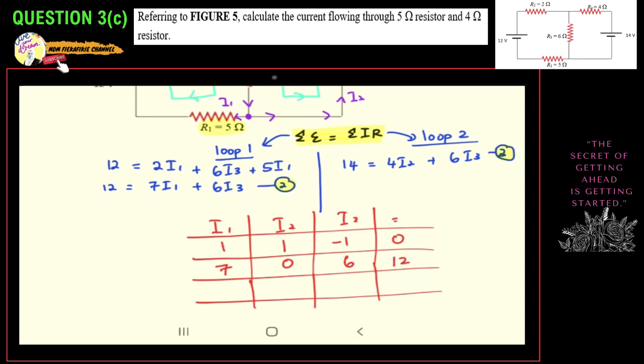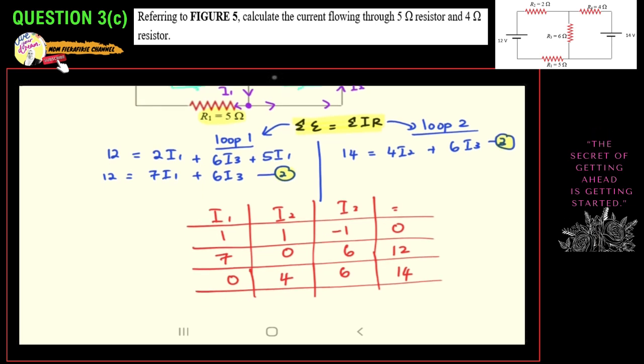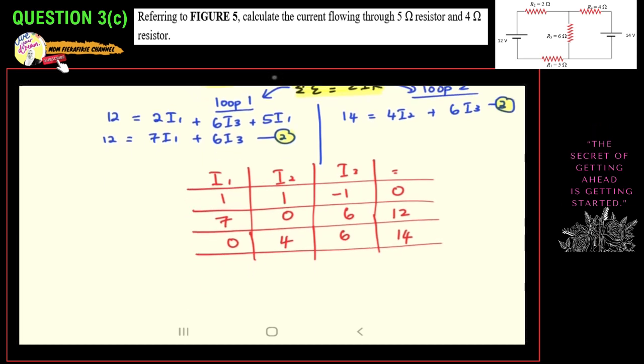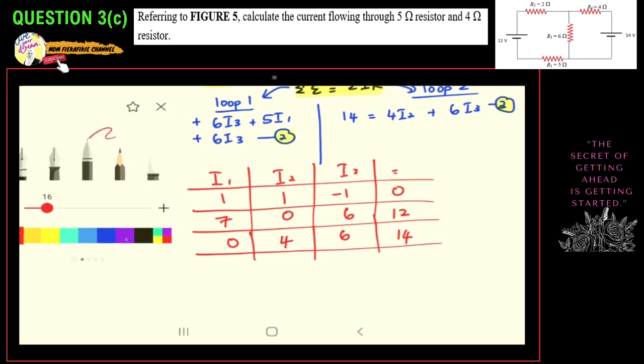Same goes to the second loop. Okay, I1 tak ada. I2 is 4. I3 is 6 and equal to 14. Okay, so tekan calculator, ambil equation. Okay, yang ada 3 equation tu A, B, C, D. And after you press equal. Okay, so you akan dapat nilai.